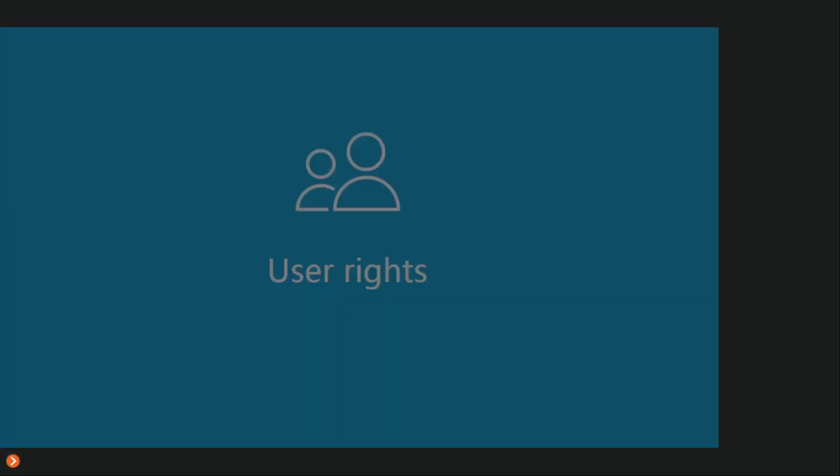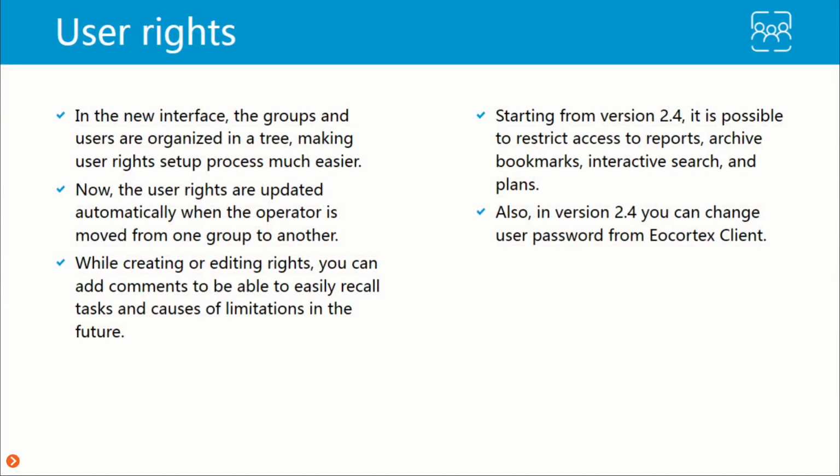Let me start with the user rights. What's new? We have improved our interface. We have added some features, and now the user rights are presented in the tree. So you can create groups, add users and operators to those groups, and specify the rights, what these users can do. For example, you can allow one person to watch the archive, another to go to the configurator and configure and set up the Eocortex on other nodes. Also, what is new is that when you move one operator from one group to another group, his settings are changed as well, based on the group to which he's moved now. So this is what is new in Eocortex 2.4 version.